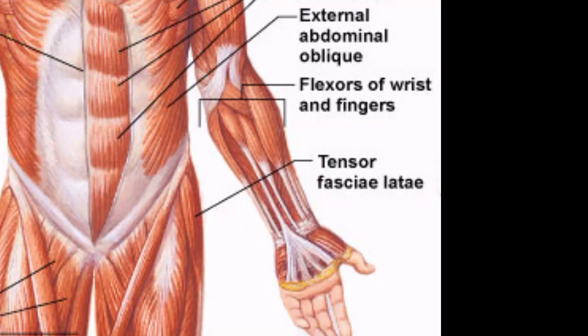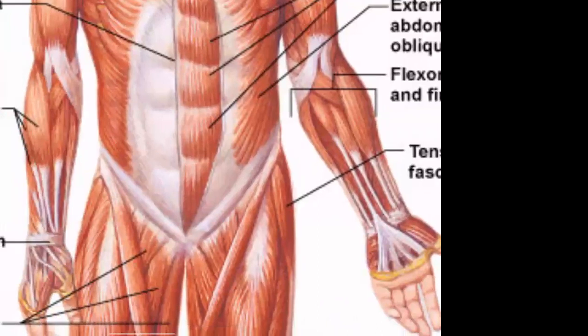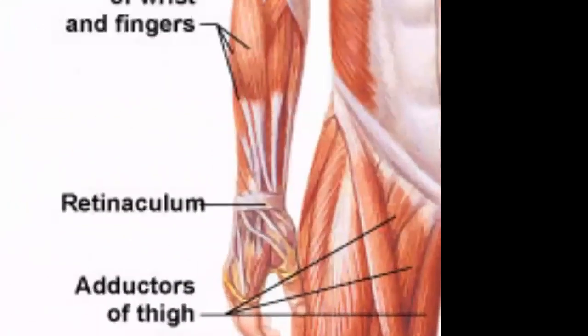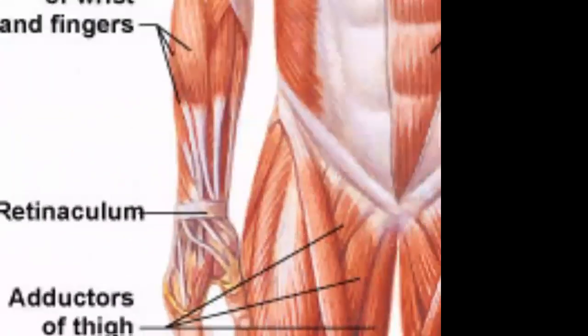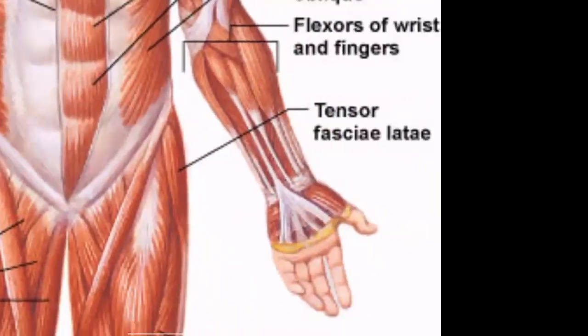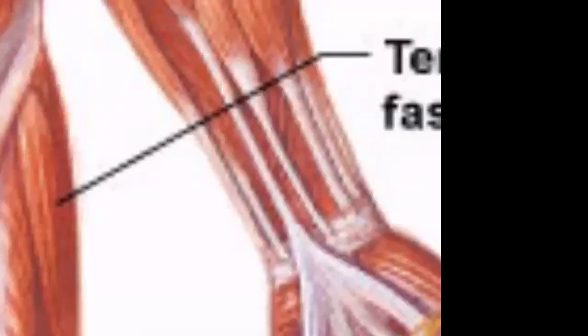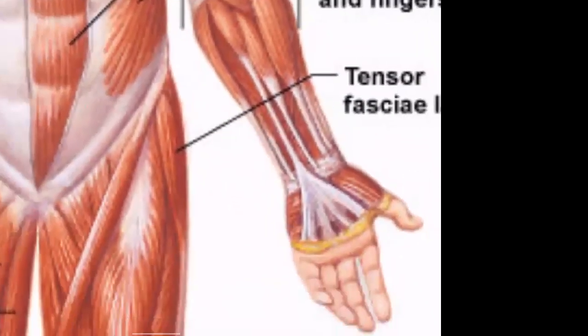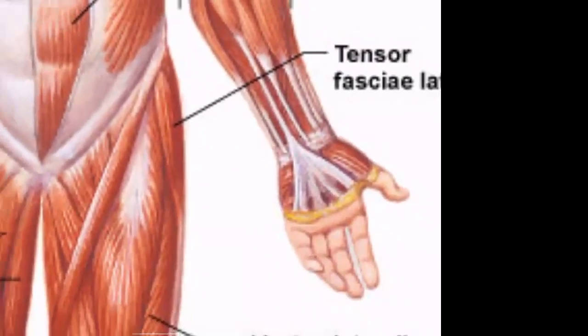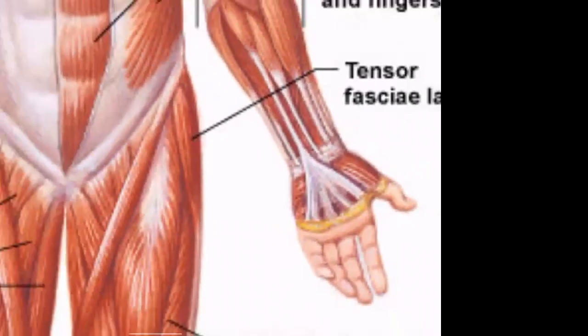The tendons of the muscles run up your arm. They run underneath the retinaculum, that is this part right here, this band of tissue, and all the way to the tips of the fingers, which you can't see in this image. But all these tendons right here run all the way up to the tips of the fingers, except for this one. That's the palmaris longus. That's the only one that's not underneath the retinaculum.